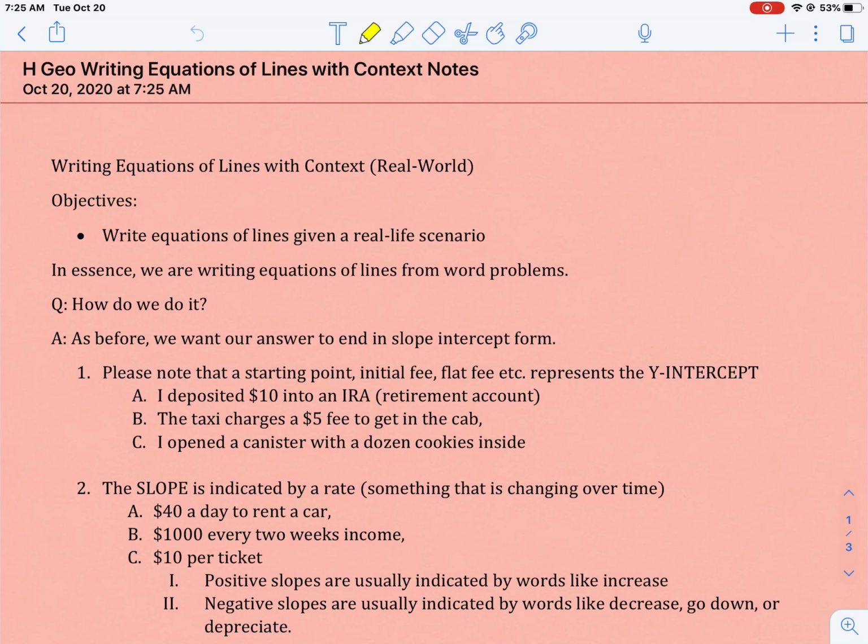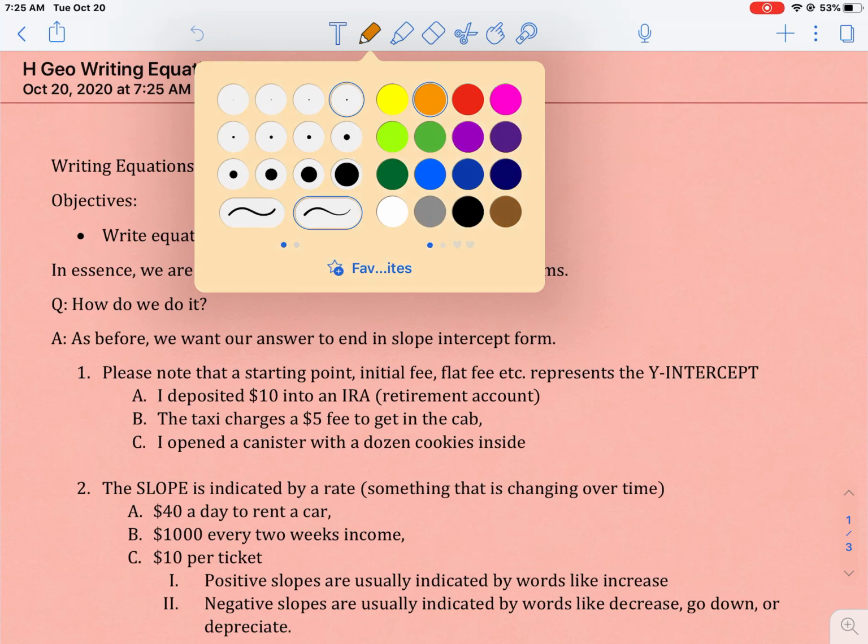All right, today we're going to look at writing equations of lines given real life scenarios, okay? And that's our objective. So basically it just means we're looking at word problems, okay? These will all be in slope-intercept form.